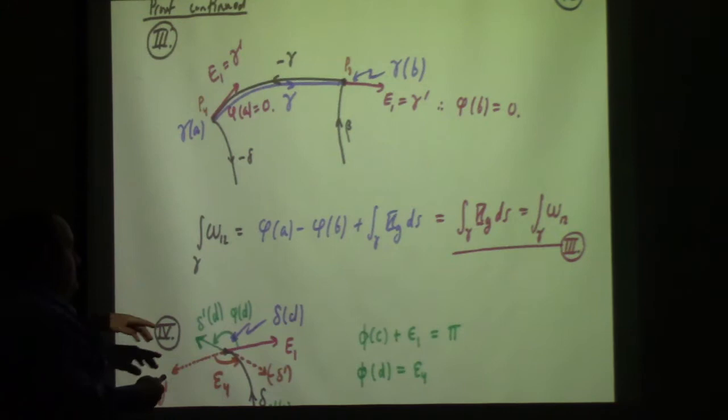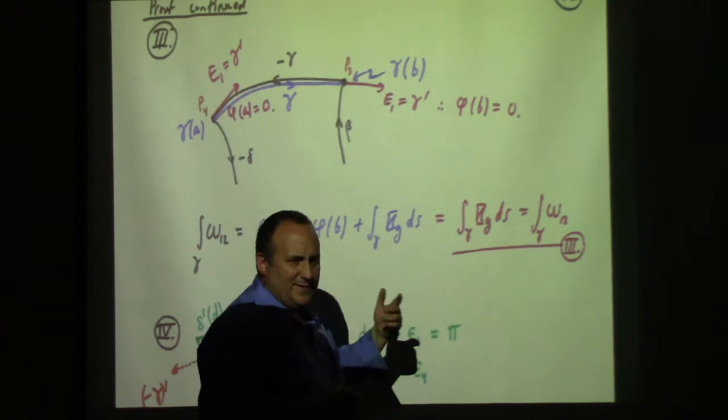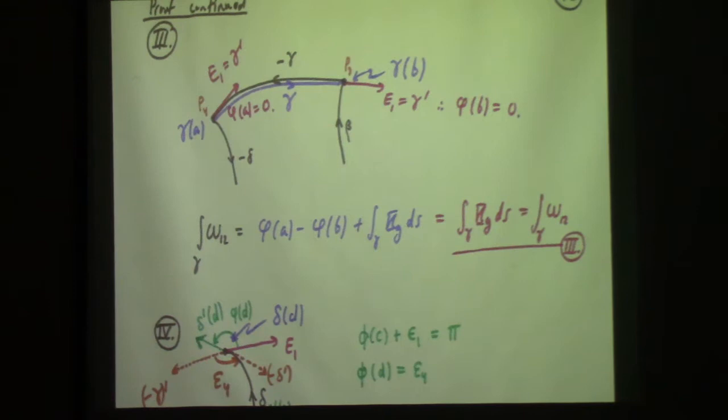So literally the integral of the Gaussian, I keep saying Gaussian, but I mean geodesic curvature, is equal to the 1, 2 form over gamma. And then, now 4 is interesting.